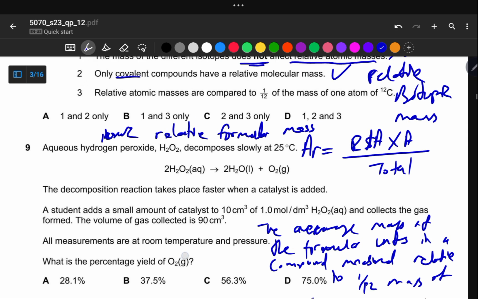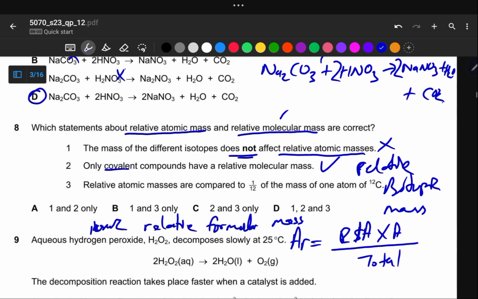And then statement number 3 says relative atomic masses are compared to 1/12 mass of a carbon-12 atom. So this is very true. So we've got options 2 and 3, so the correct answer is C, right?